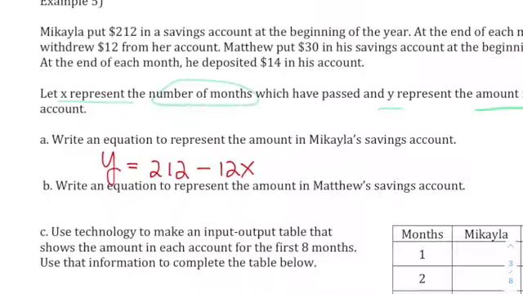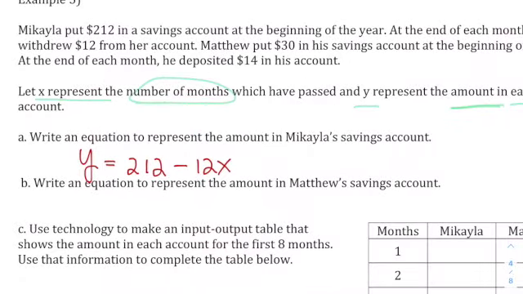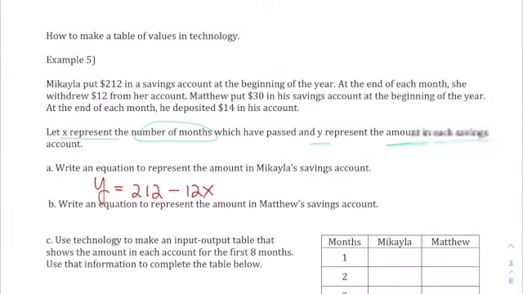All right, next one. Write an equation to represent the amount in Matthew's savings account. Well, if you read it, Matthew put $30 in his savings account at the beginning of the year. At each month, he deposited $14 in his account. So the total for Matthew is going to be Y equals, the beginning is $30. Then he's going to deposit $14 in his account every single month. And those are your two equations.